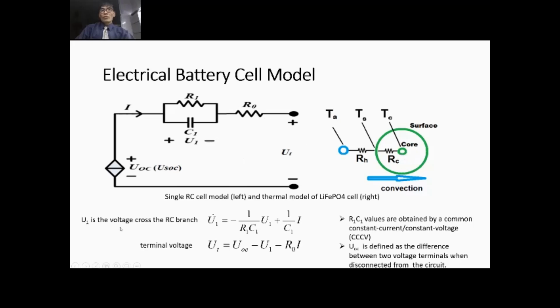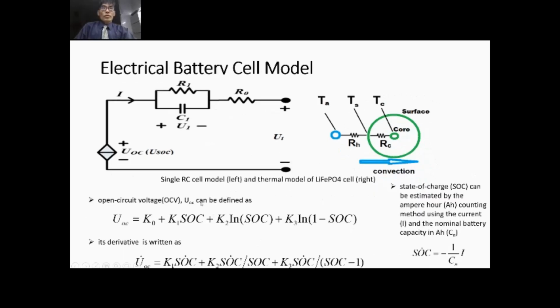So you will see that the voltage across the RC branch is U1 dot equal to minus 1 over RC1 times U1 plus I over C1. And the terminal voltage, UT, is basically UOC, where UOC is defined as the difference between the two voltage terminals when disconnected from the circuit, minus U1 minus R0 I. So this is a very common set of electrical equations. And then you can see on the right hand side, we will further develop how to model the thermal into the electrical model.